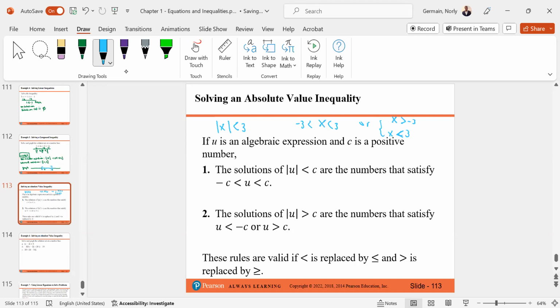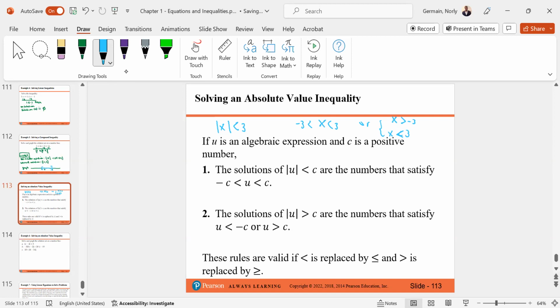So that shows really absolute value. The solution, if U is an algebraic expression and C is a positive number, the solutions of absolute value of U less than C are the numbers that satisfy U between -C and C.